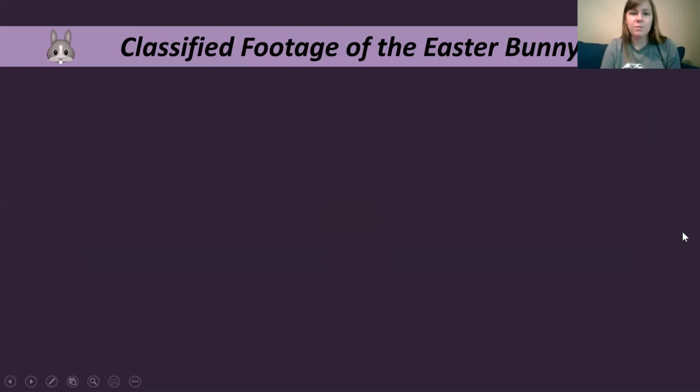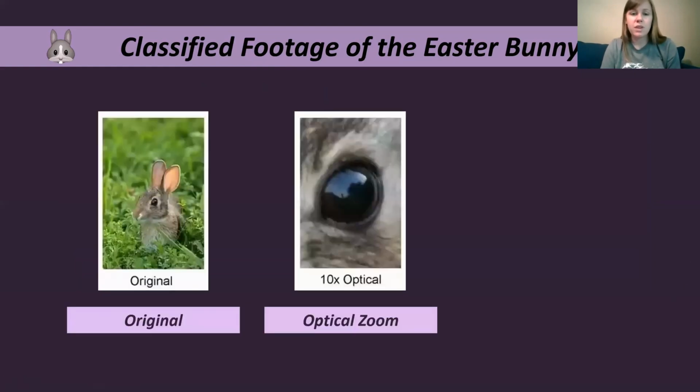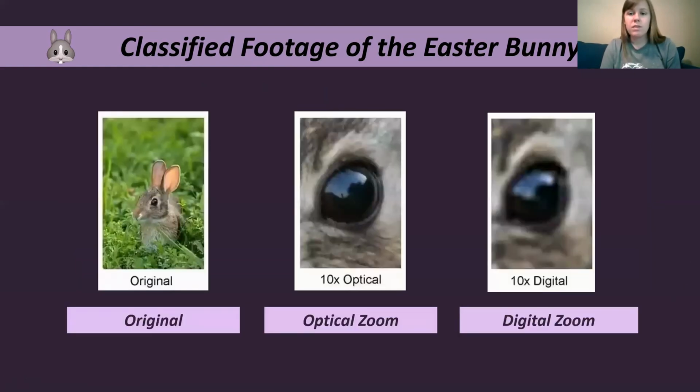Classified footage of the Easter Bunny. Here's the original photo. This is optical zoom. This is digital zoom. So you can see with optical zoom, it's clear around his eye, but digital zoom, which is what you guys have on your cell phone cameras, it's blocky. We're not seeing it how we would want to be able to see it. That's why it's important to zoom with your feet. Do not use the zoom on your camera phone.